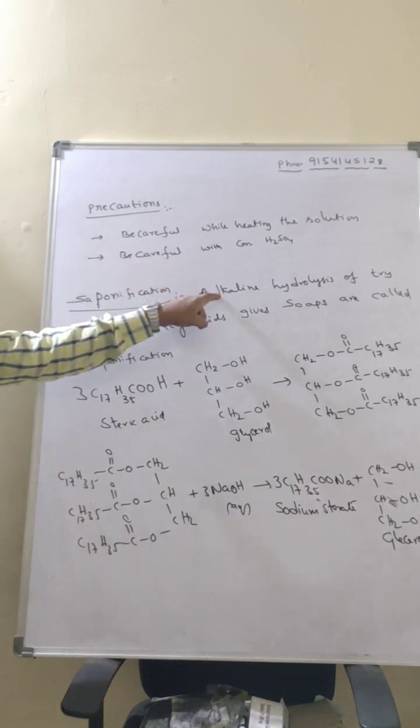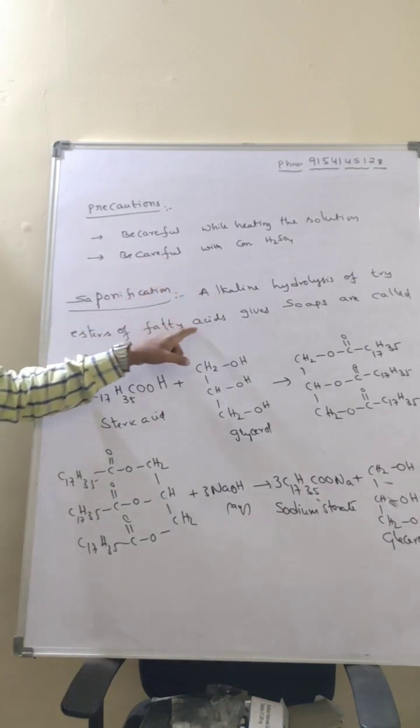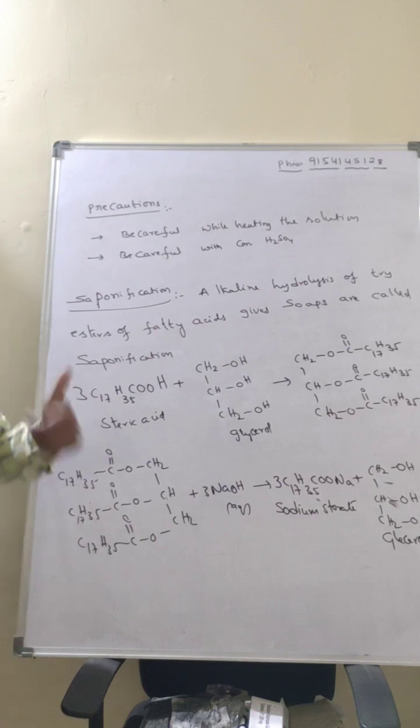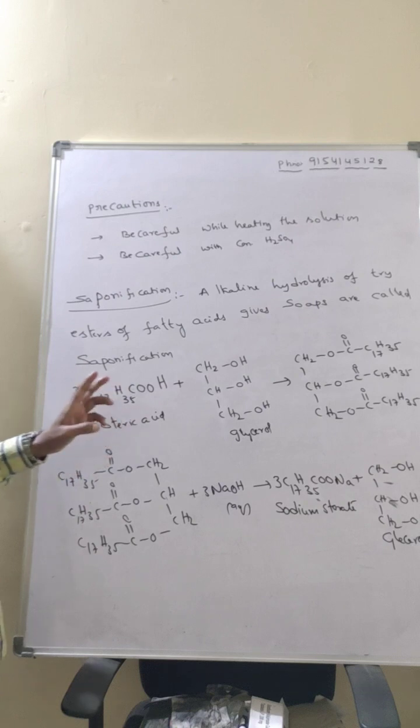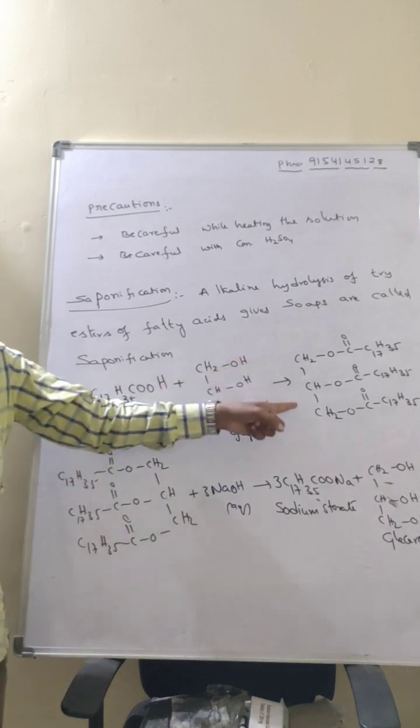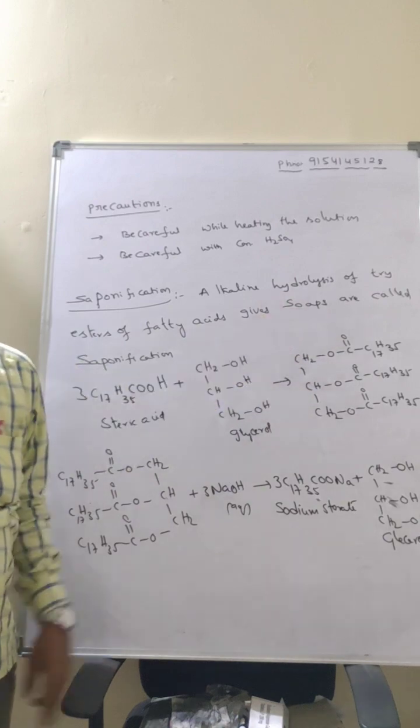Saponification means alkaline hydrolysis of triesters of fatty acids to give soaps. First, what is meant by a triester of fatty acid? Here the fatty acid is stearic acid. Three moles of stearic acid combine with glycerol to give a triester of fatty acid.